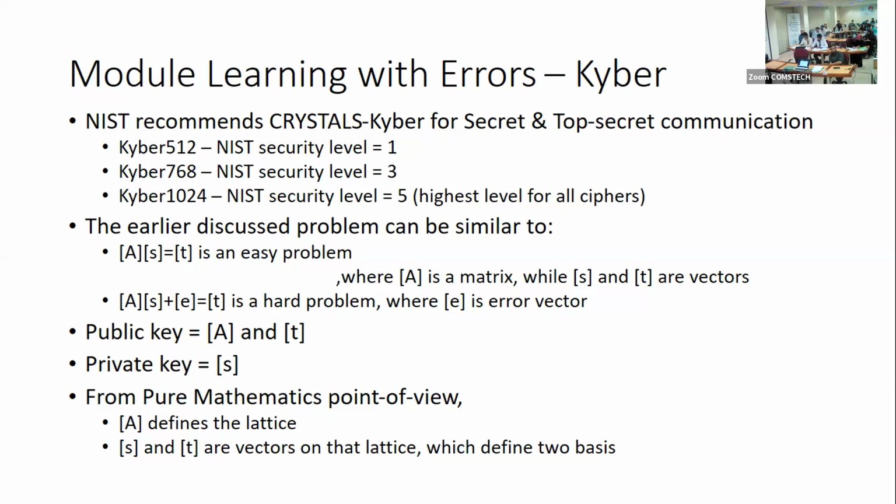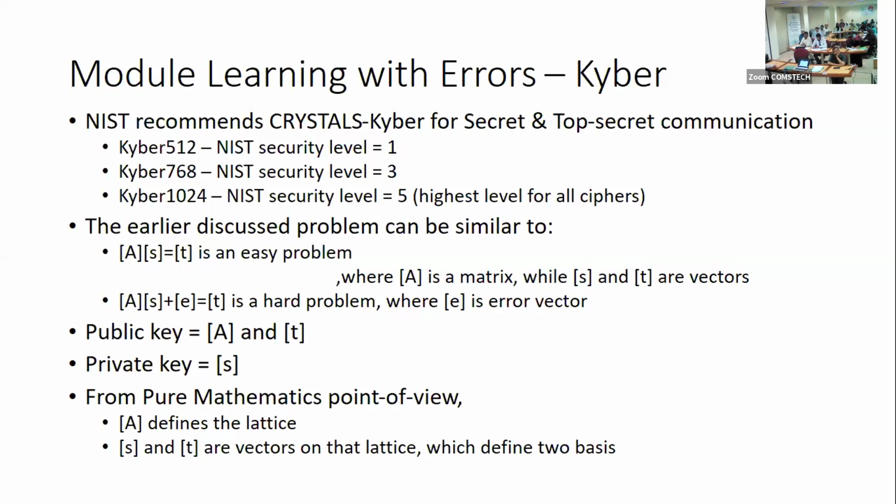So the previous example which I showed you about learning with errors was just for learning. This is a classroom level thing. The actual situation is as follows. If I have three matrices, A is a square matrix, S is a vector or column matrix, and T is a vector or column matrix. If A times S equals T, then this is an easy problem, called learning without errors. But if I add errors, A times S plus E, where E is a vector of errors.